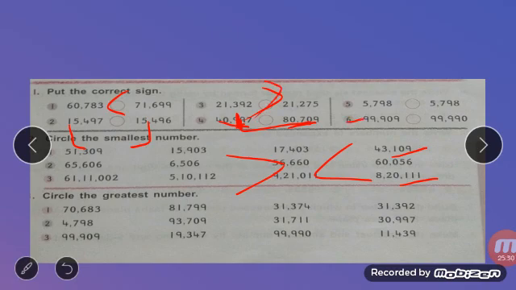Here 5, 5, 7, 7, same. There all the numbers are the same, so that is equals to. Okay, understood? But first of all, you have to count the digits. The number which has more digits is greater. Okay, now this question 2, circle the smallest number.